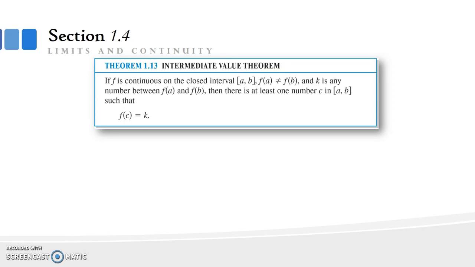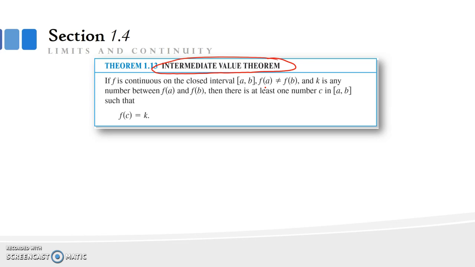The theorem that we're going to talk about next is called the intermediate value theorem. So let's see what it says. If f is continuous on the closed interval a to b, where f of a is not equal to f of b, and k is any number between f of a and f of b, then there is at least one number c on the interval such that f of c is equal to k.